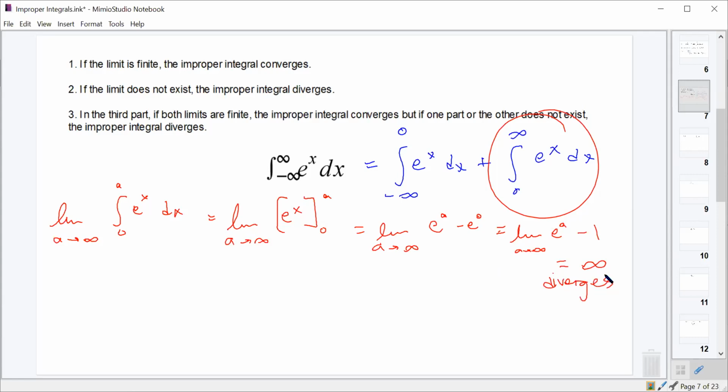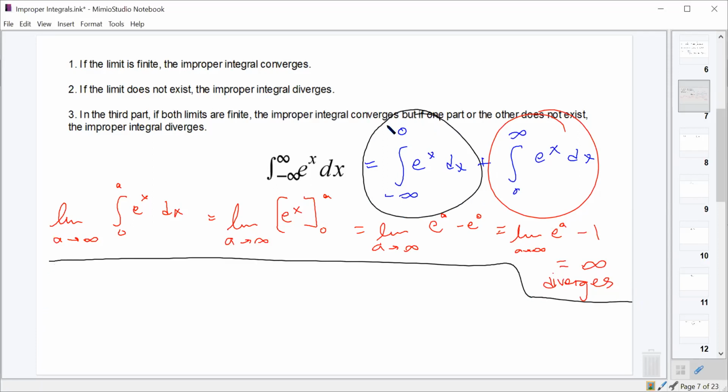Okay. Now, immediately, that means we don't need to look at this piece of it. But just for the sake of practice, let's look at the other side of it. We would do a limit as, let's say, b approaches negative infinity of the integral from b to 0 of e to the x dx. And what would that give us?